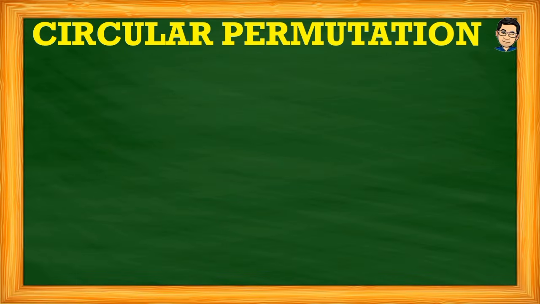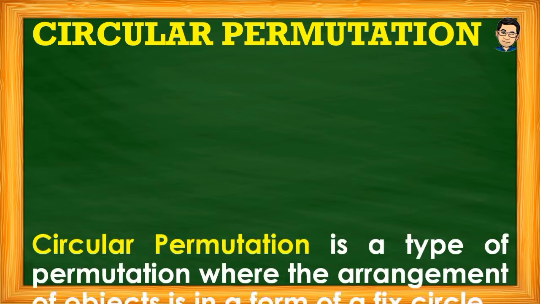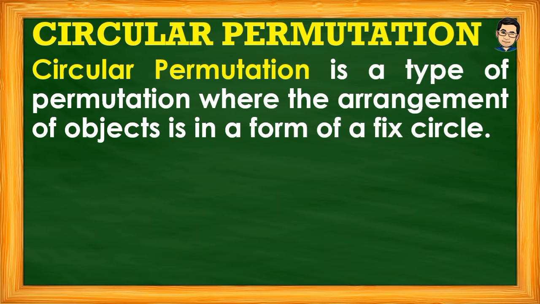Last but not the least is circular permutation. So, circular permutation is a type of permutation where the arrangement of objects is in a form of a fixed circle. So, yung root word po ng circular is circle, of course. So, ina-arrange po natin yung mga objects in a circular manner naman. So, kung kanina sa linear permutation, in a form of a line or in a row. So, dito sa circular, in a form of circle.